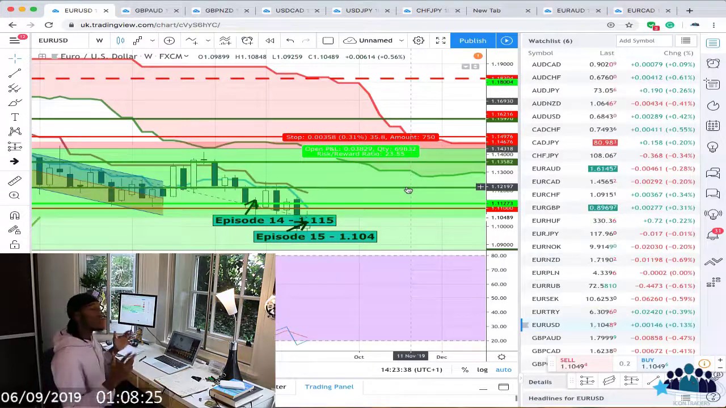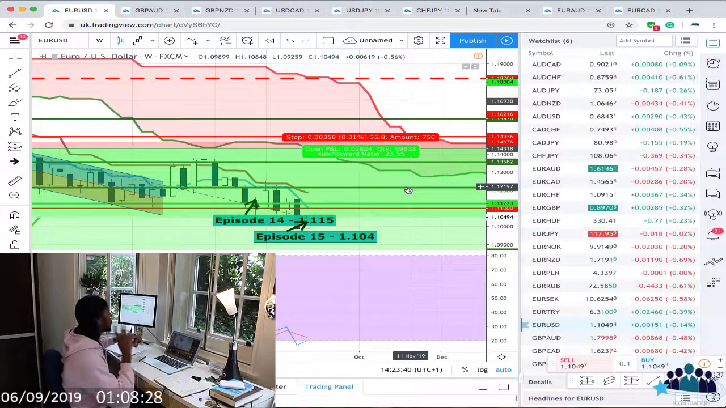The next currency pair that we'll be looking at is EUR-USD.